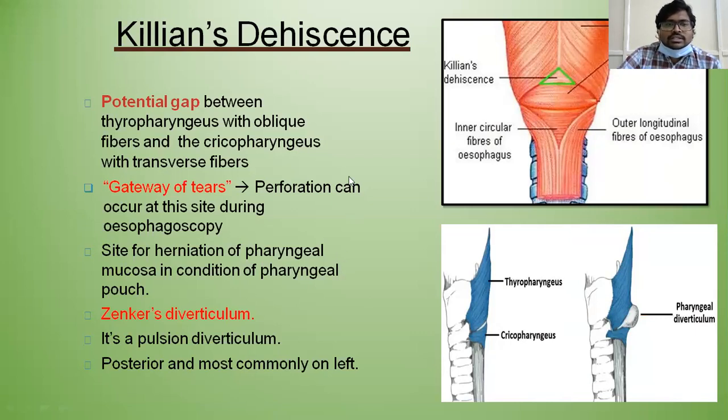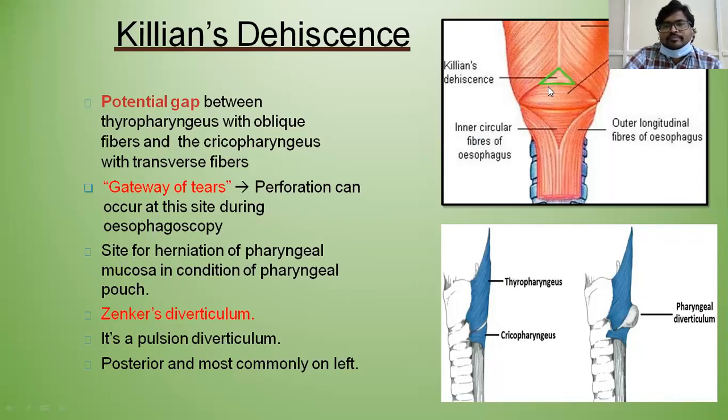So this is the common site for perforation whenever you do an esophagoscopy. That is why it is known as the gateway of tears. And it is also the site for herniation. Because the wall is weak, there is no support from the muscle wall. This mucosa may get herniated posteriorly. This herniated pharyngeal mucosa is known as pharyngeal pouch.